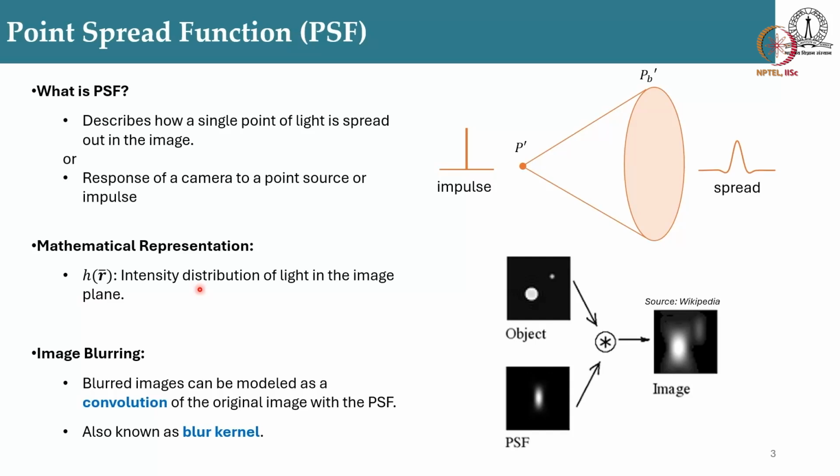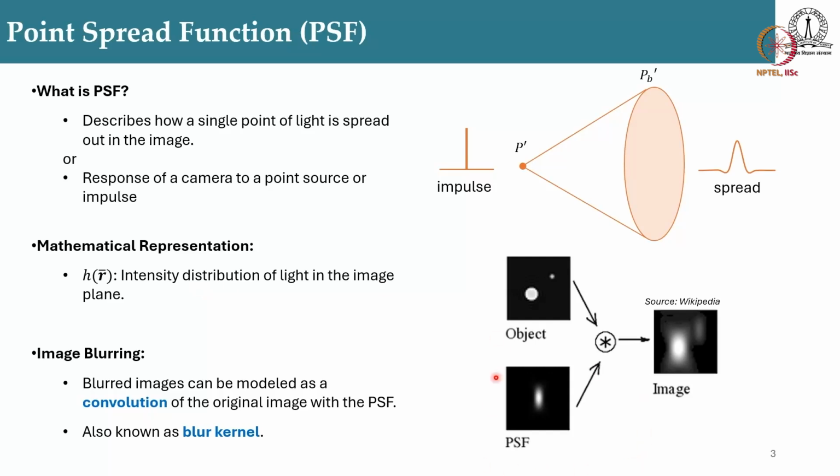Blurred images can be modeled as a convolution of the original image with the point spread function. What do we mean by convolution? That we will discuss soon. Convolution is a very generic term. It is a mathematical operation and can be used in a variety of ways. Sometimes we call the function that is used to convolve another function a kernel. That is why the point spread function is sometimes also known as a blur kernel.